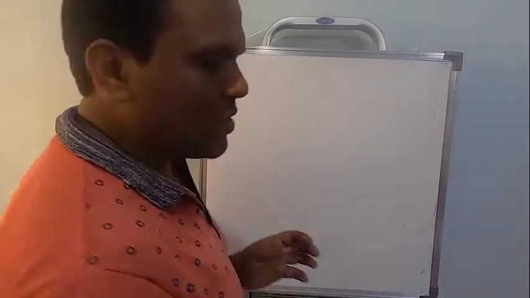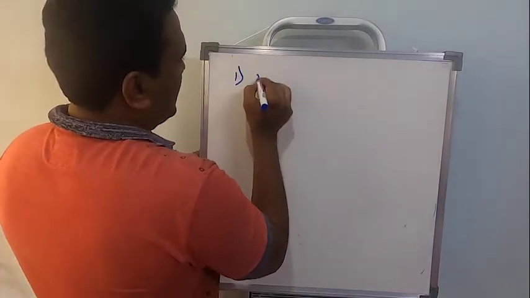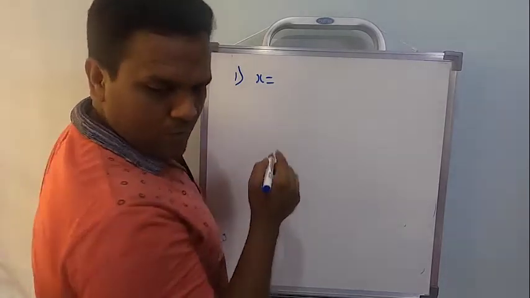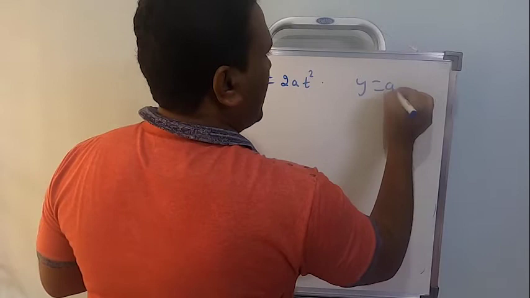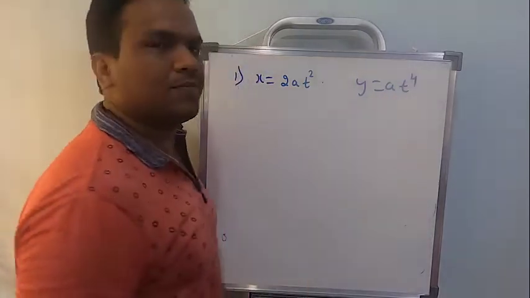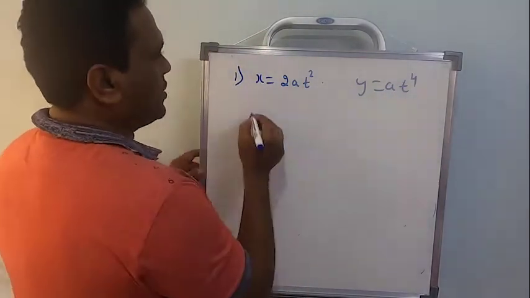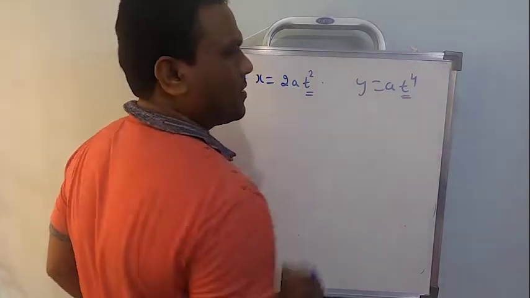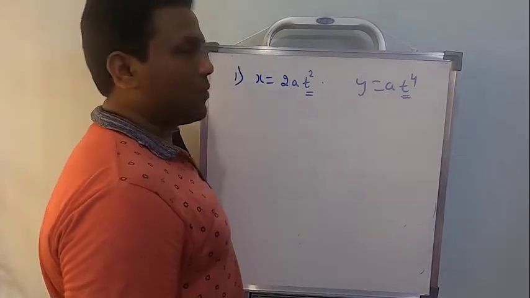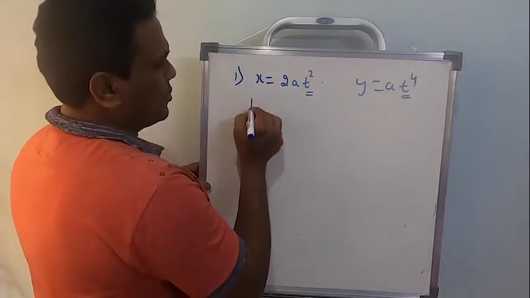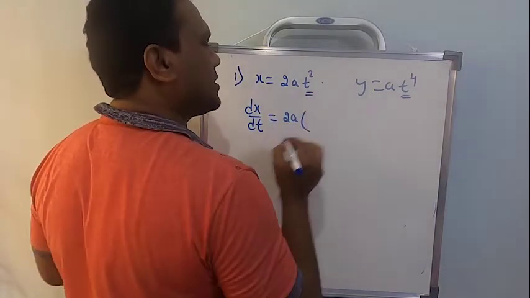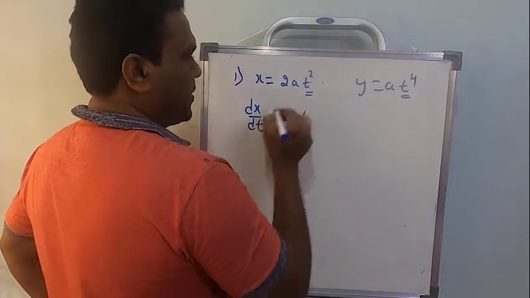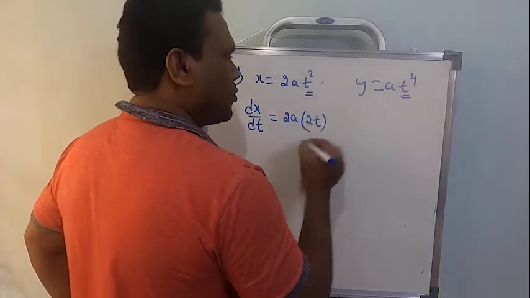In the exercise, the first one, x is equal to 2at square and y is equal to a into t to the power 4. So let's go for differentiation. What's the parameter? That has to be identified every time. The parameter is t. So let's go for dx by dt. 2a is a constant. Differentiation of t square with respect to t is 2t.